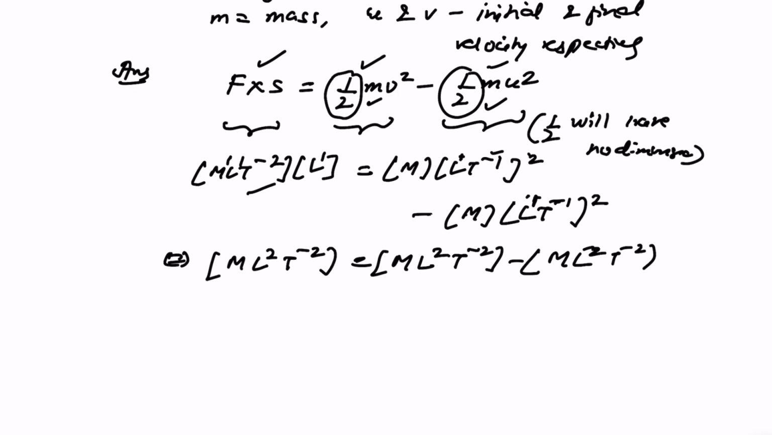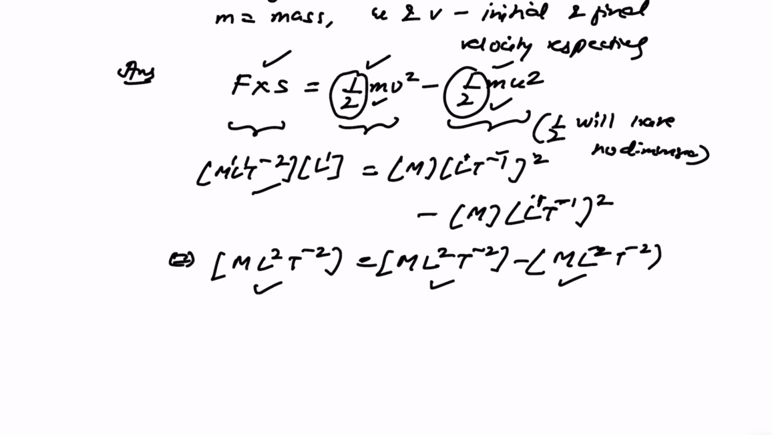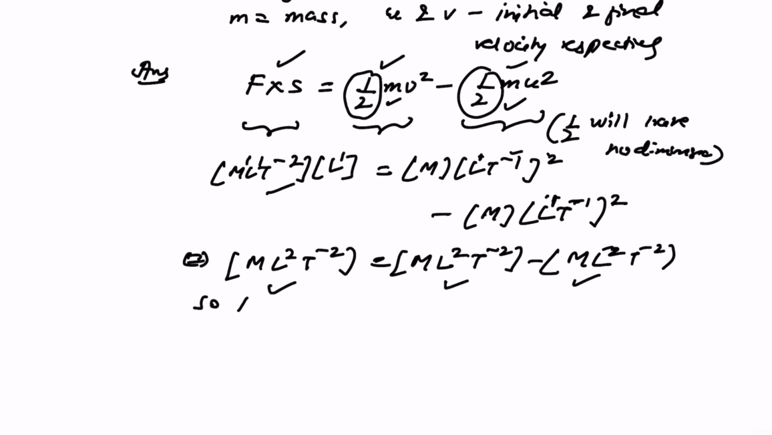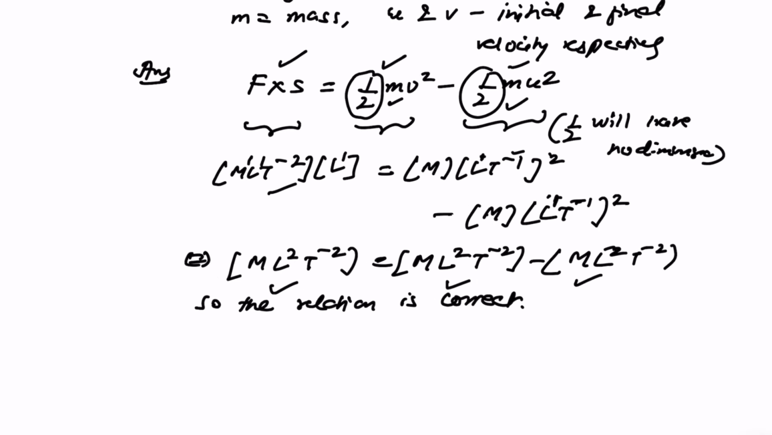Now, if we see, the dimensions of all the three terms are equal. So the relation is dimensionally correct. So in case there is a plus or negative sign in between any two quantities in a relation, then the dimension of these quantities has to be equal. This follows from the principle of homogeneity of dimension.